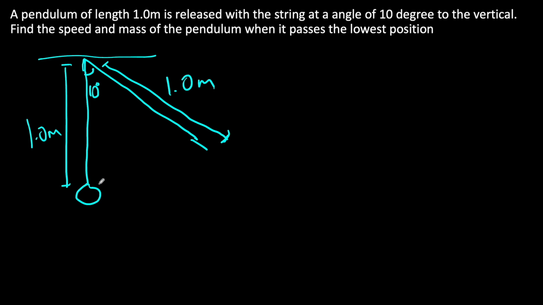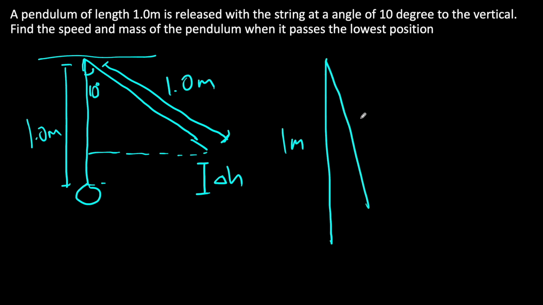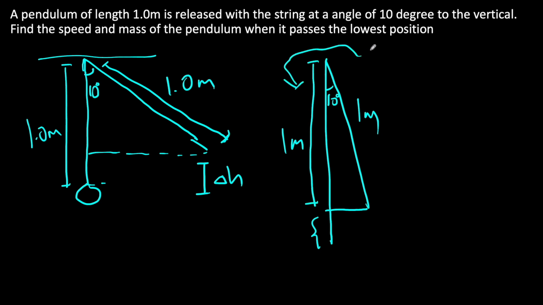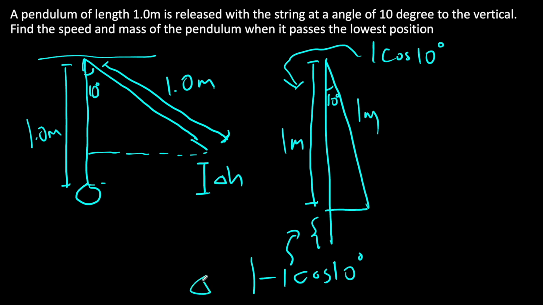So you can use conservation of energy. So you need to know here, here is going to be delta H. So how do we find this? Well, I know the picture here is not drawn to scale, so let's redraw the picture. Here is 1 meter, right? So here is also 1 meter. And we want to know here, the angle here is 10 degrees, right? So this here is going to be equal to 1 times cosine 10 degrees. So here is going to be equal to 1 minus 1 cosine 10 degrees, right? So this is going to be equal to delta H.